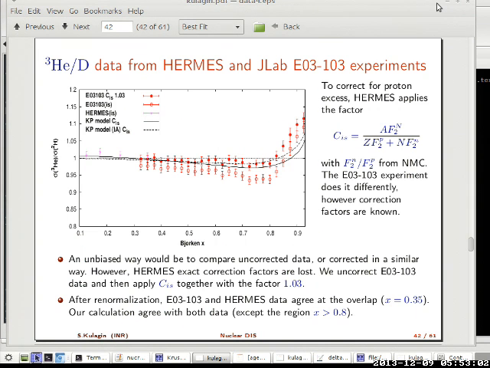an attempt to study the consistency of data. So the observation, let me just make a statement, is that those two data sets from Hermes and JLab can be reconciled if you take care of the N/P ratio and try to renormalize this ratio in the JLab experiment.